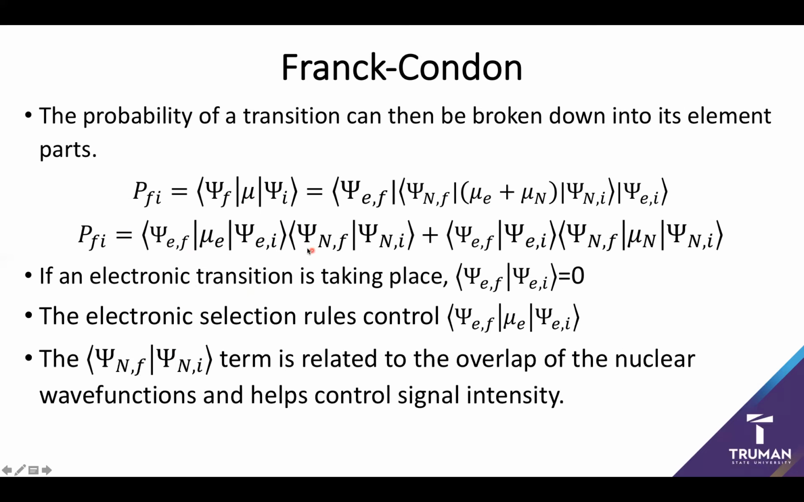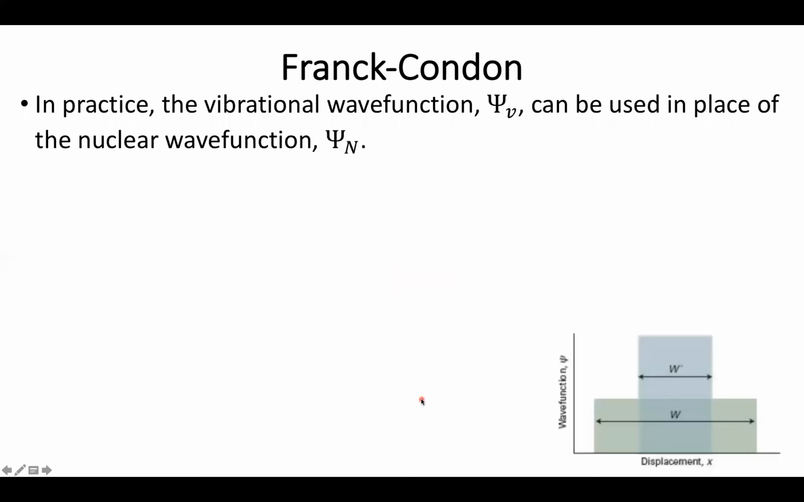This leaves us with the last part. This is going to be our nuclear overlap. It's how much my nuclear wave functions are going to interact, and so this is related to the overlap of the nuclear wave functions. This is really what's going to help control signal intensity. So in practice, what we're going to be using is a vibrational wave function instead of a nuclear wave function, because remember, the vibrational wave function should represent the nuclear motion. So it's a pretty good trade.